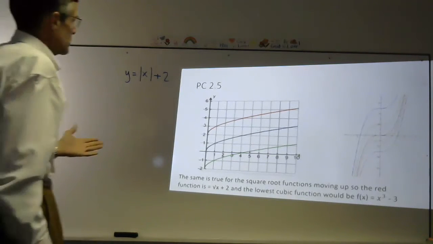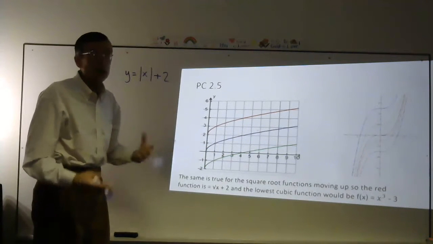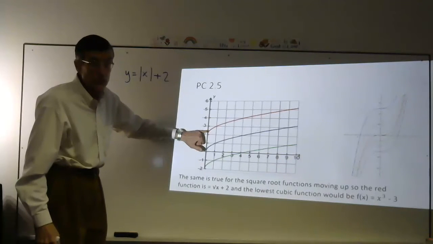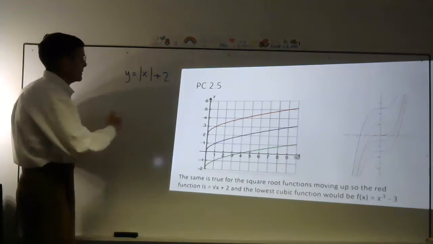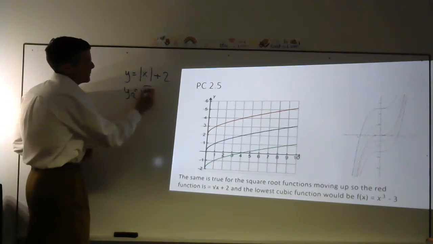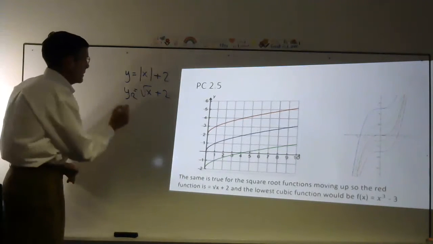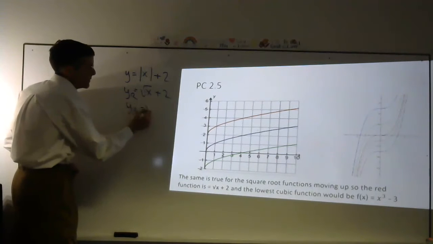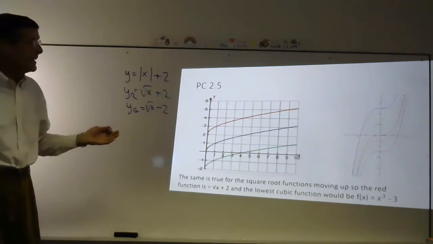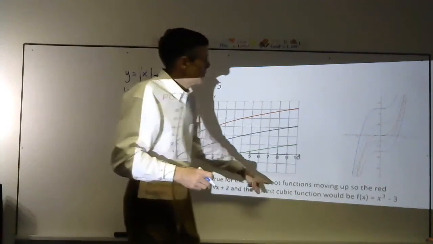Here's square roots. The black one in here is basically y equals square root of x. Do you see how the red one is up 2? So the red one, y sub r for red, would be square root of x plus 2. The green one would be y sub g, square root of x minus 2. Okay? I'm not making this up. It's that easy.